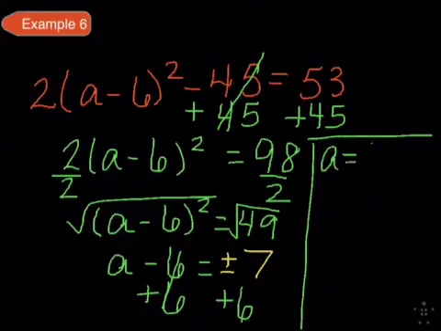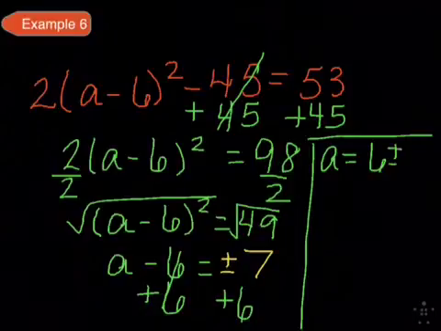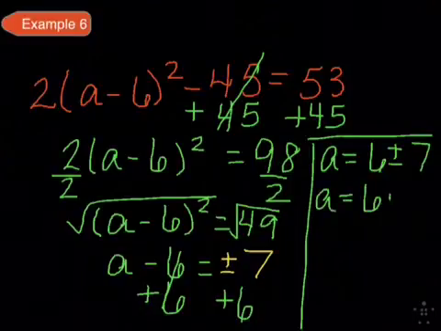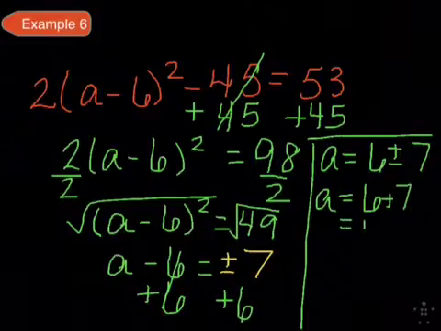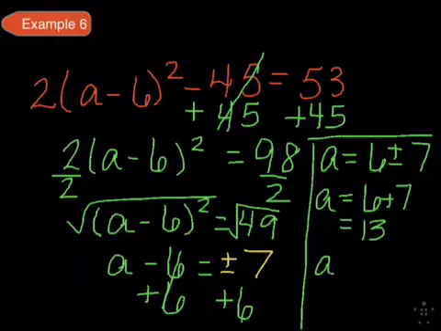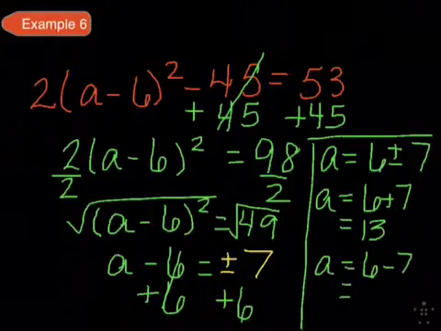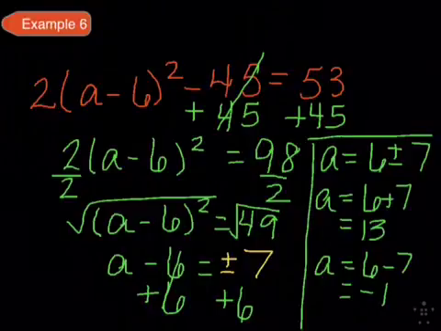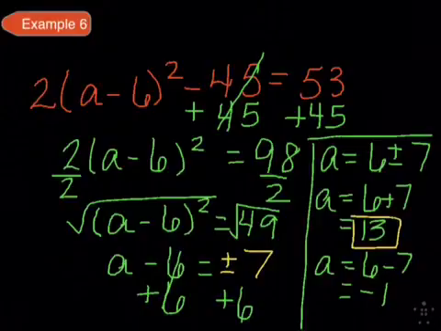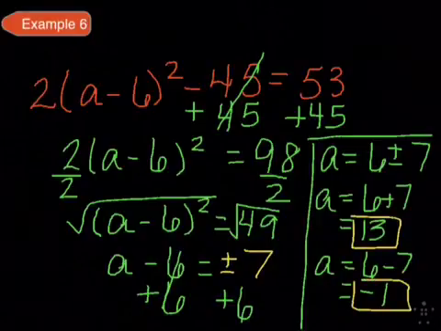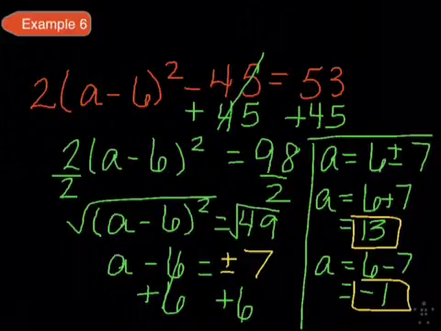So I have a equals 6 plus or minus 7. So that's really a equals 6 plus 7, which is 13. So that's one of the answers. Then a equals 6 minus 7, which is going to be negative 1. So that's my other answer here. Okay. So a equals 13, a equals negative 1. So those would be my intercepts, the solutions to the equation.